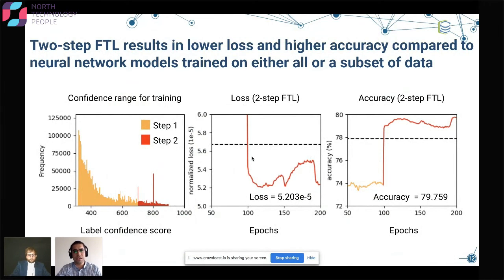As we can see, the loss of FTL is lower than non-FTL models, and the accuracy is higher. But as we can see, we have a jump in performance at the epoch that we move from step 1 to step 2. Okay, and we wanted to investigate why it is happening.